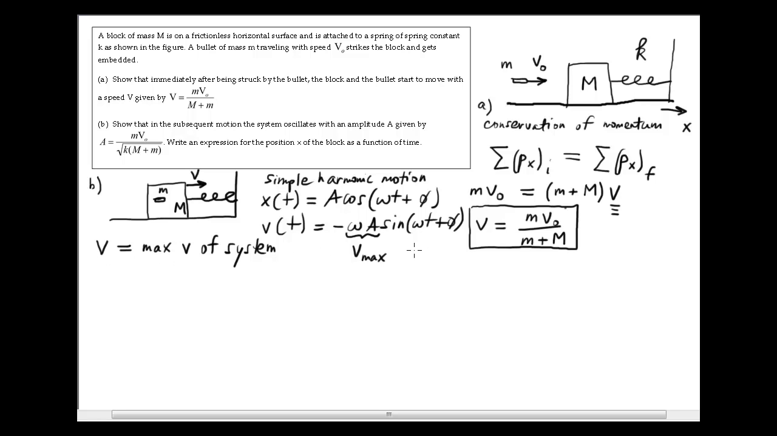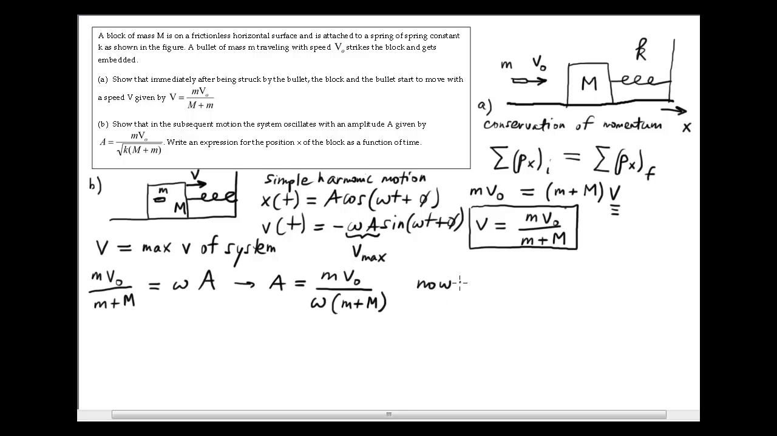So let me just rewrite this equation. The left-hand side from the box is m v0 over little m plus big M, and the maximum v of the system, when you have a simple mass spring system, is omega A. Okay, so now we can solve for A. We'll need to find omega in a minute, but I'll go ahead and solve this for A. A is equal to little m v0 over omega times little m plus big M.